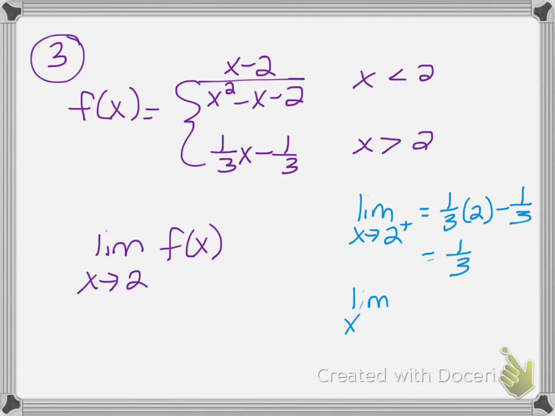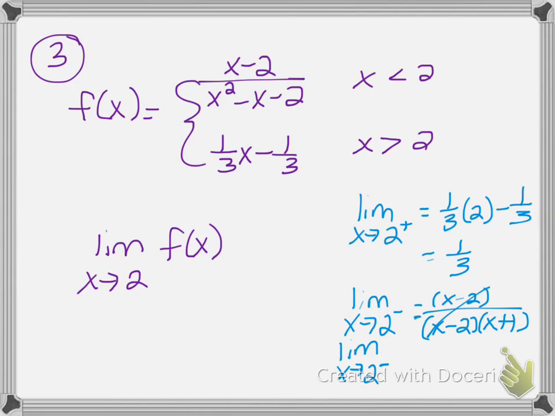But from the left, it's a little different here because if I just plug in the 2, I'm going to get 0 over 0. So I have to think about my other processes, and I can factor there. If I factor the bottom, I get x minus 2, x plus 1. Those will go away, so now I have the limit as x approaches 2 from the left of 1 over x plus 1. And now when I plug a 2 into there, I get 1/3. Well, from the right and from the left, I both get 1/3. So the limit as I approach 2 is 1/3.